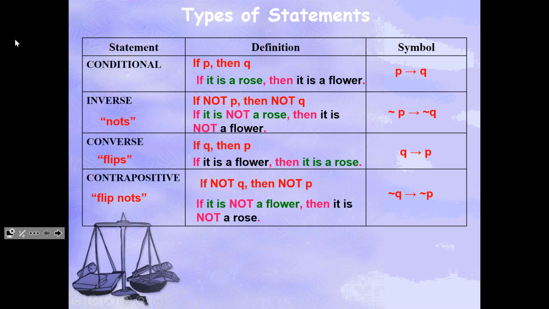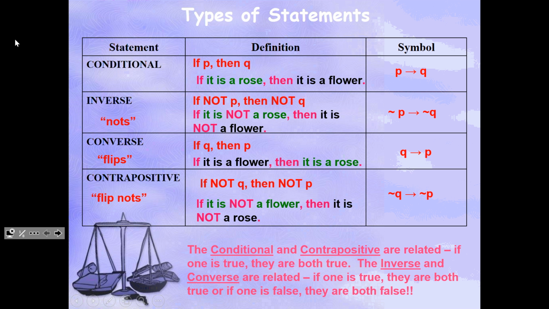All right, so we have all of our different sentences written down here. So the conditional and contrapositive are related. The conditional, which is your original, and the contrapositive, the one that's the flip knots, are related. If one of those is true, then so is the other one. The inverse and converse, your knots and your flips, are related. If one of those is true, then the other is true. And if one of them is false, the other one will automatically be false.